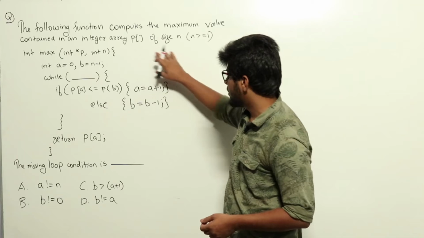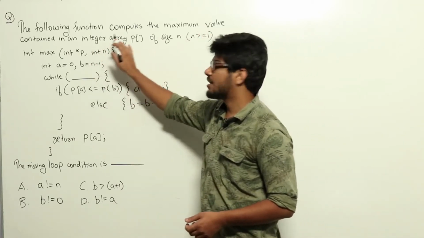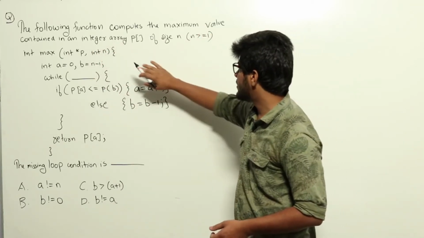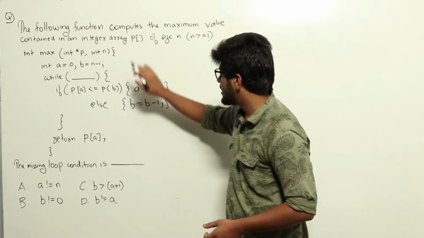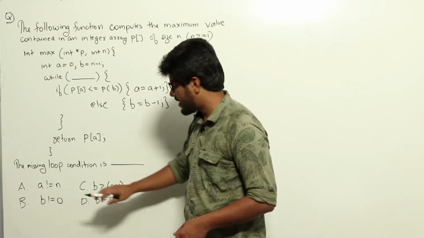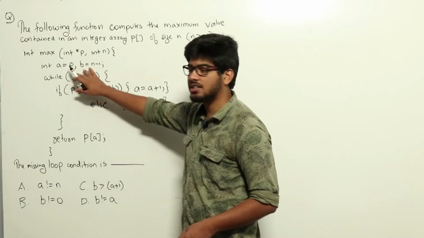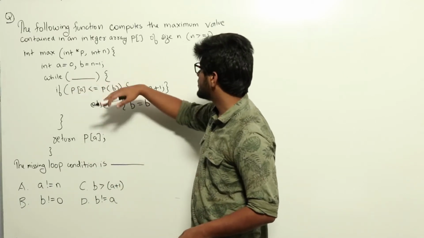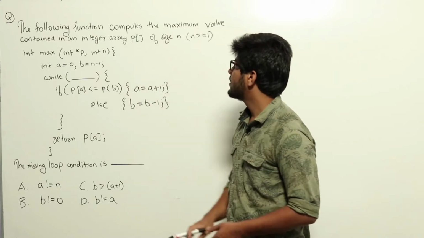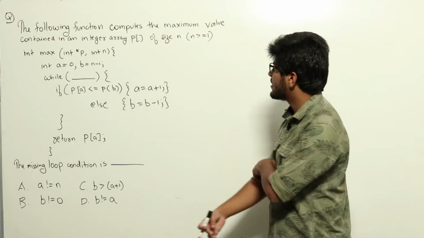We have been given this function which computes the maximum value contained in an integer array P. This is the implementation given in the function. They are asking us, among these options, which is the right missing condition that, when we apply it, makes this function return the maximum value contained in that integer array P. So let's take a look at this function and see what it does here.